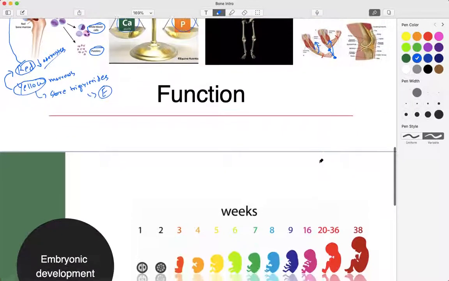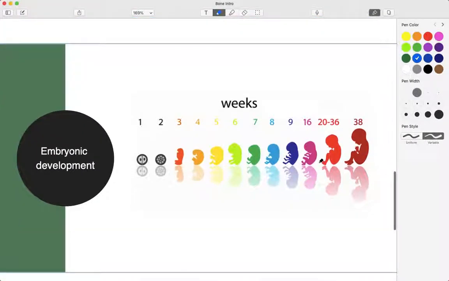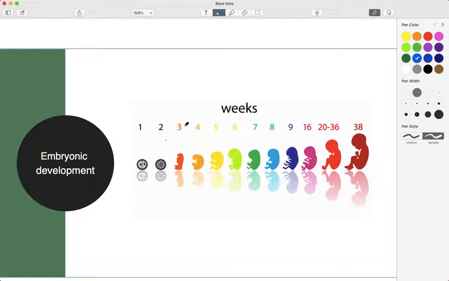Okay, I'm going to talk about embryonic development. Now here, this is embryonic development, from here to here, right? It's multiple cells, and the fetus is growing. Now it's at 38 weeks. Now you have to come out, right? The parturition process, you know.